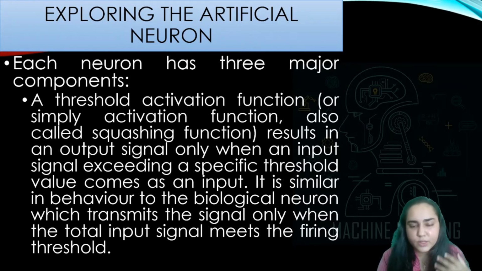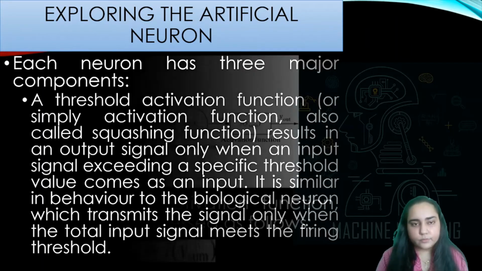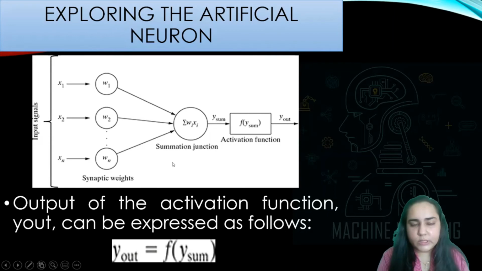And so in this case as well, we have a limit set up, and if the input signal has crossed that limit, and that limit is set up by the threshold activation function, then the output is generated. It is similar in behavior to the biological neuron, which transmits the signal only when the total input signal meets the firing threshold. So it is excitatory if it's transmitting, otherwise it is inhibitory.